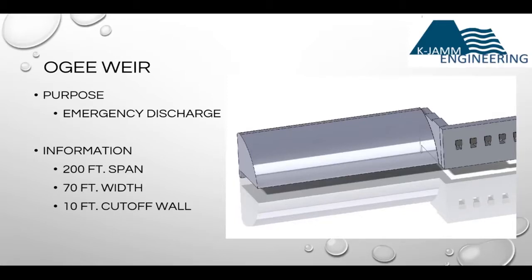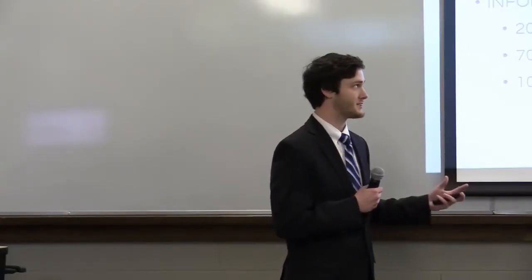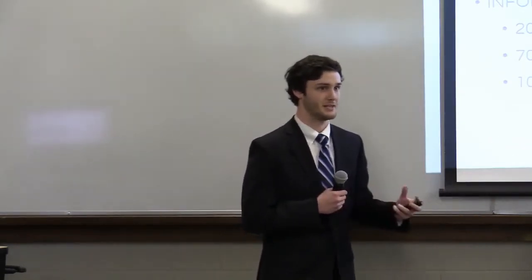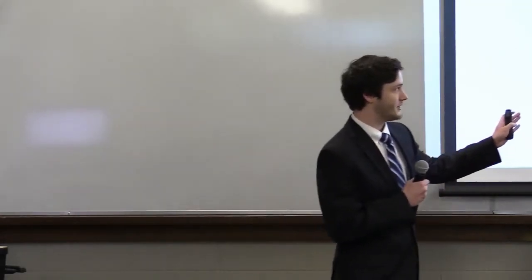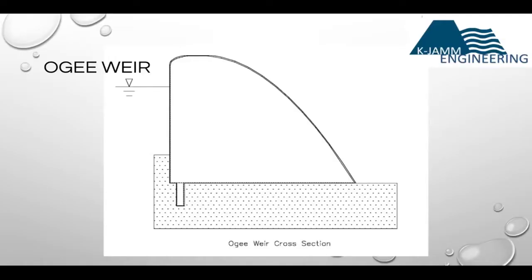Now, this will act in accordance with Mr. McDaniel's sluice gates. Now, this will be used only in extreme flood events. When the water cannot be passed through the sluice gates, it will pass over the weir and be safely discharged into the spillway. The weir itself has a 60-foot thickness extending towards the spillway. It is about 46 feet in height and 200 feet long.